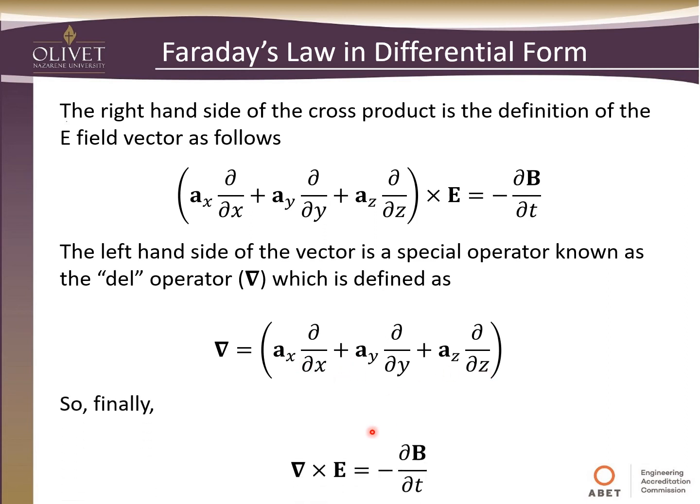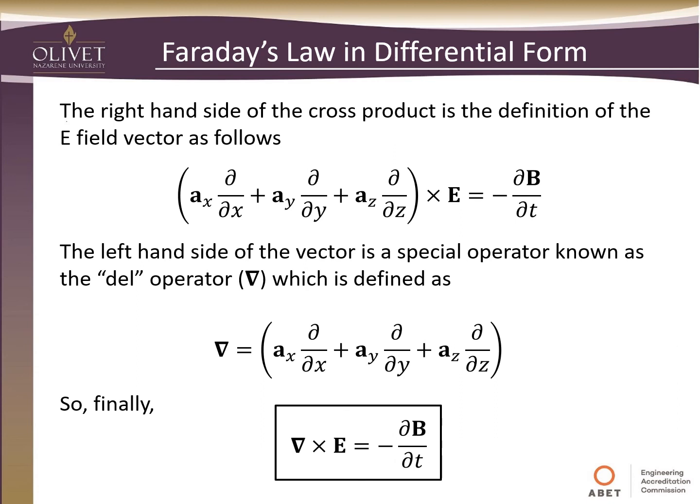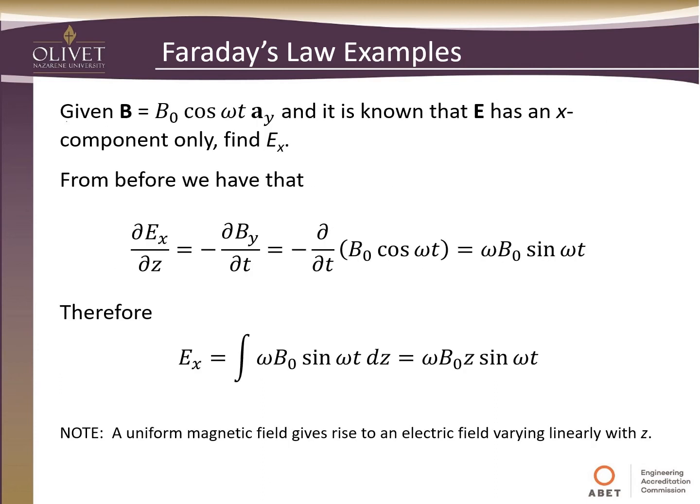So if we make that substitution, we have now del cross E is equal to, or del cross the electric field is equal to, the negative partial derivative of the magnetic field with respect to time. So this is the general form of Faraday's law in differential form. So let's take a minute and work a couple of examples here, to make sure we see how to apply this and what it does for us.